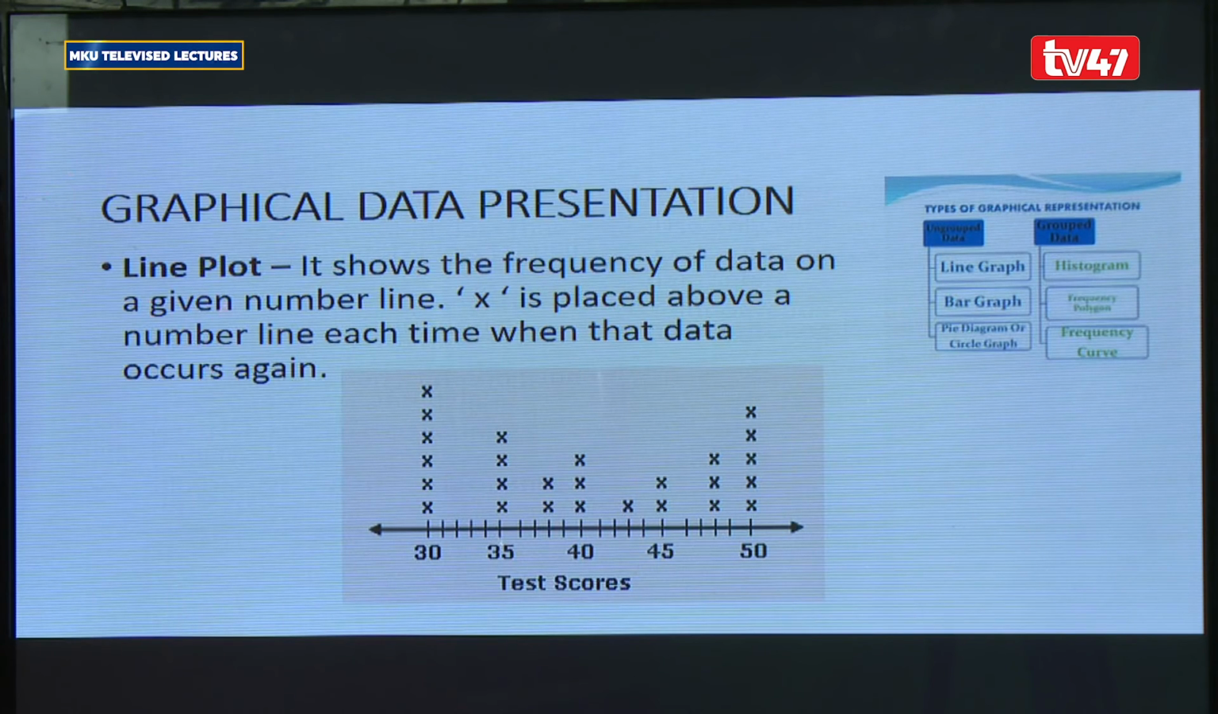Then the next one is the line graph or the line plot. You can see, it shows the frequency of data given the number line. The X is placed above the number line. You can see now, like the 30 has occurred 1, 2, 3, 4, 5, 6 times. 35 test score is having 4 students, 1, 2, 3, 4, and then that 8, 2 students. Then we have 43 students and such. And the X's are placed on top of each other to depict the frequency. That is the line plot.